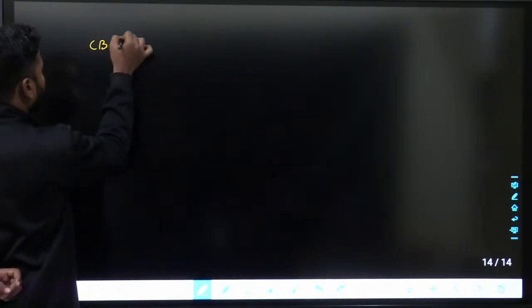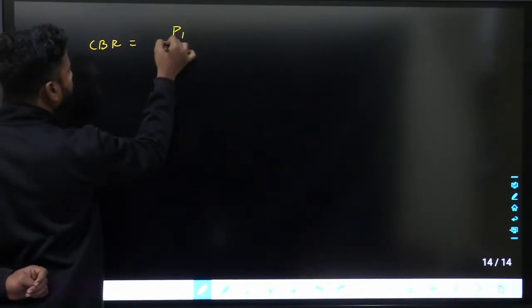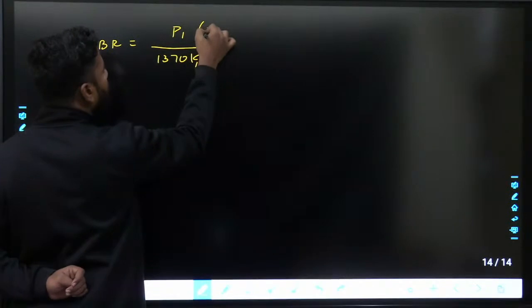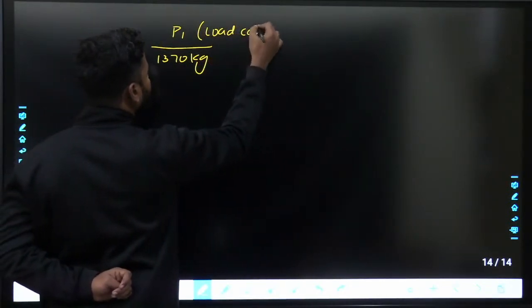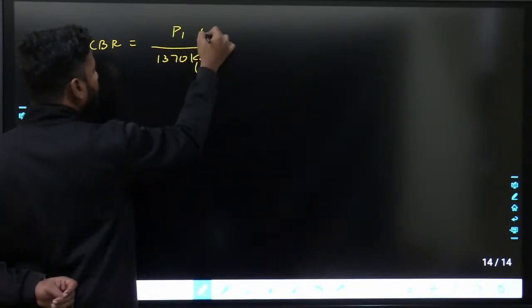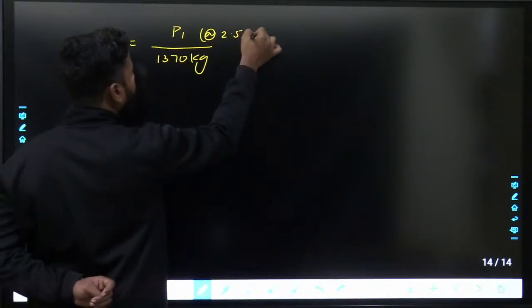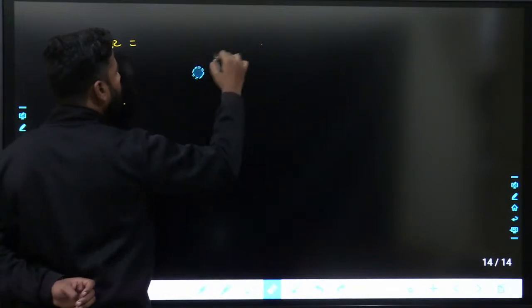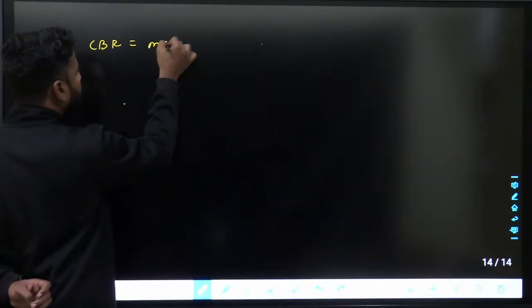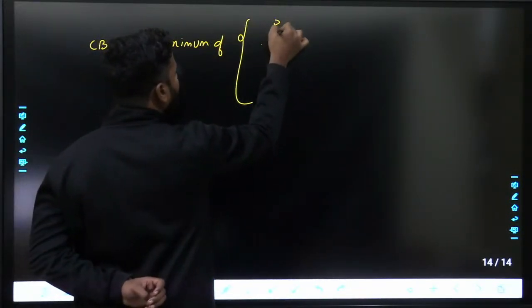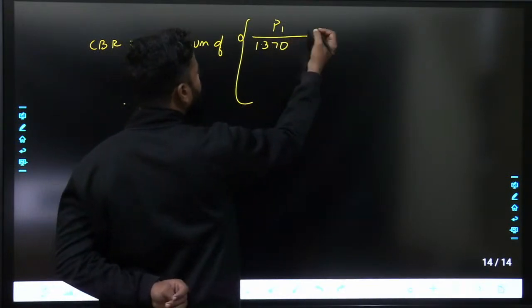And generally, if you are asking me CBR value, CBR equals to P1. P1 is load carrying capacity of soil at 2.5 mm penetration, right? At 2.5 mm penetration, and this is equal to, what I can write is, I'll write maximum of P1 upon 1370 if it is in kgs.